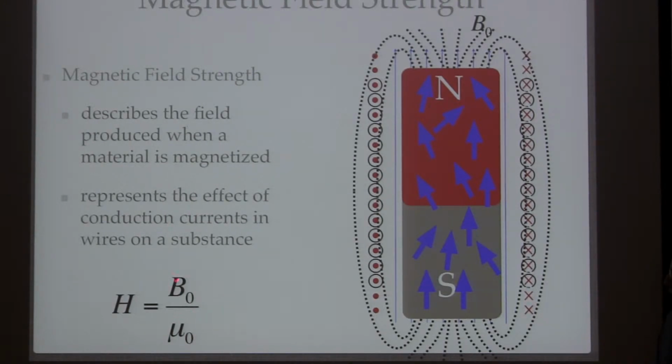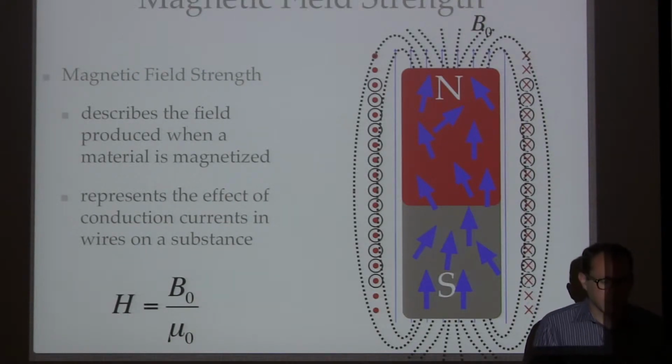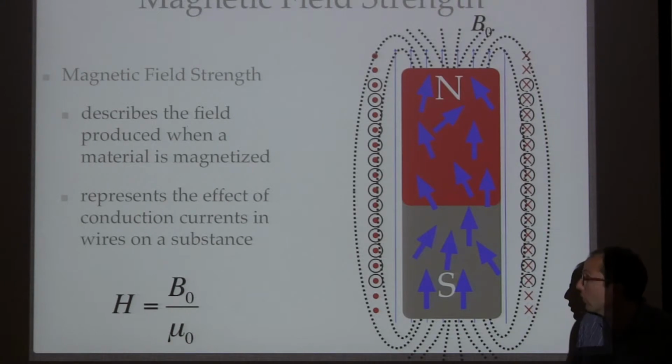So here we have our effective B field over our permeability of free space. That's going to give us our H field. So there's two types of magnetic fields: there's the H field and the B field. And so where do these derive from?